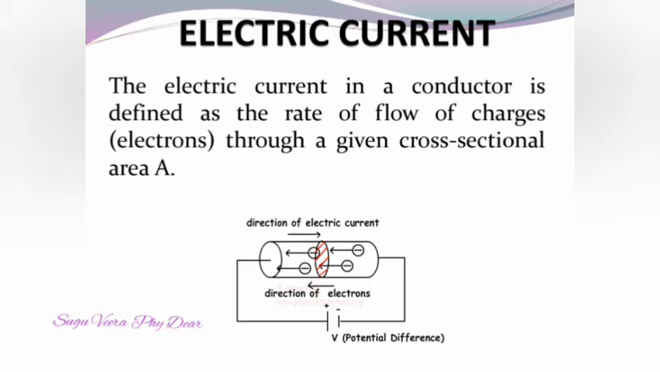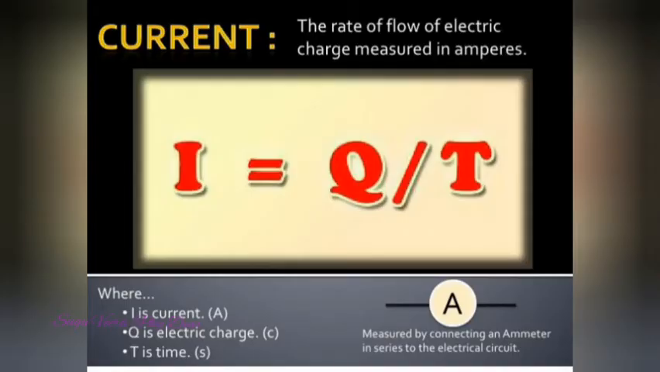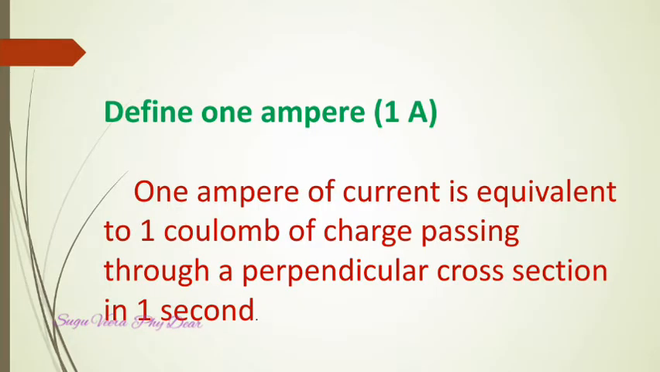Current is the rate of flow of electric charge, measured in ampere, where I is current, Q is electric charge, t is time. The unit of current is ampere, the unit of charge is coulomb, the unit of time is second. Next, important 2 marks: define 1 ampere. 1 ampere of current is equivalent to 1 coulomb of charge passing through a perpendicular cross section in 1 second. 1 A = 1 C divided by 1 s.